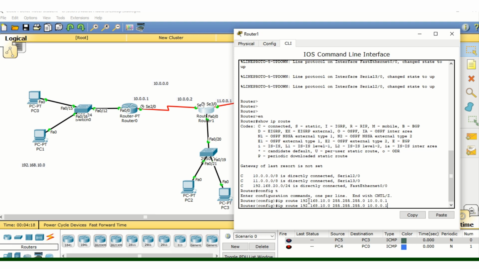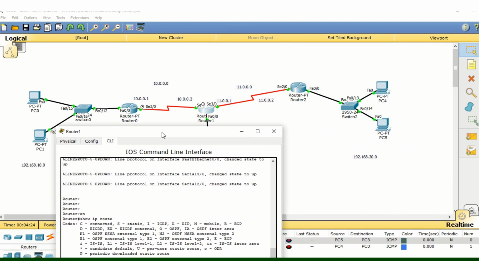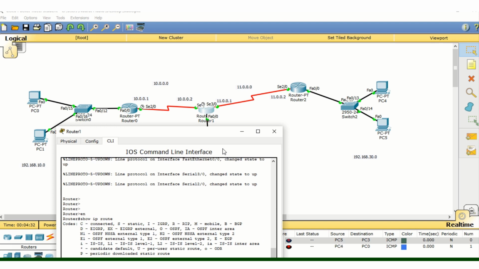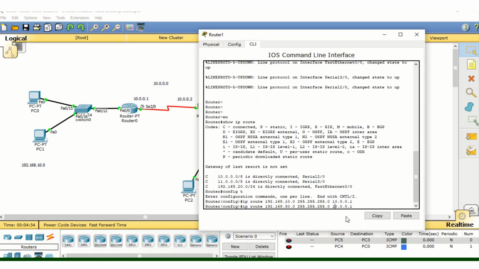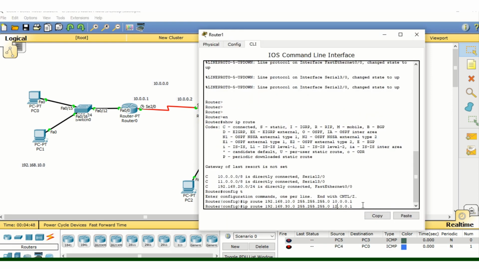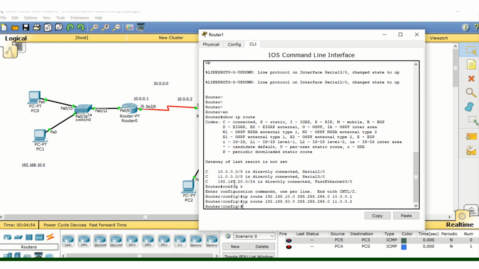We added 10. The only network subnet that is left is 30.0. Where is 30.0? The 30.0 lies on this interface. And what is the next hop address here? It's 11.0.0.2. So 30.0 lies at 11.0.0.1 interface, so we need to add the next hop address 11.0.0.2. So it knows 20 network, and we added 10 network and 30 network.